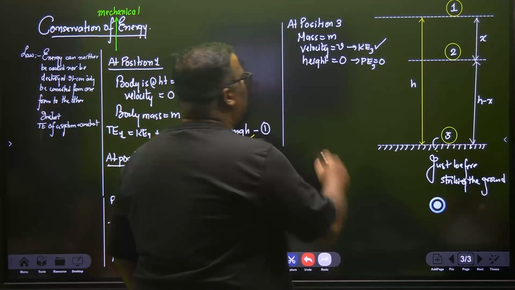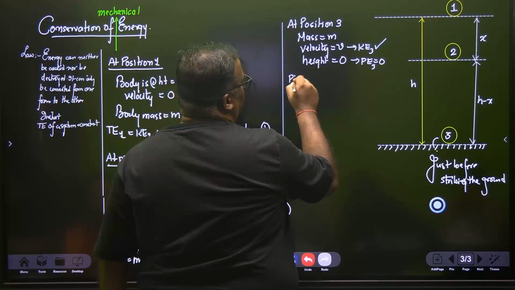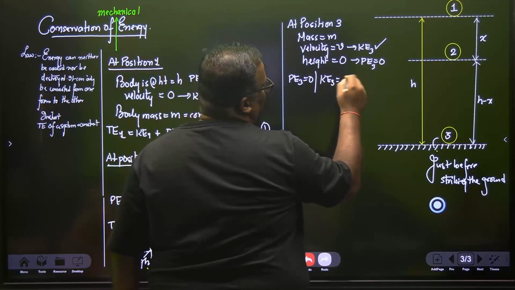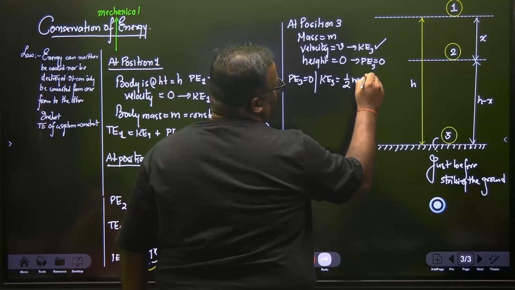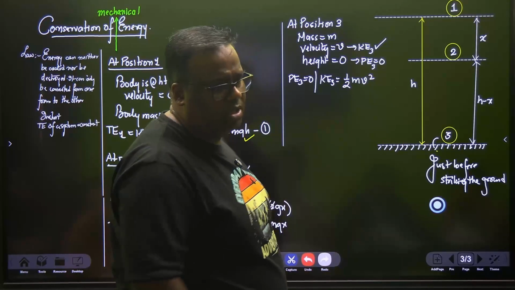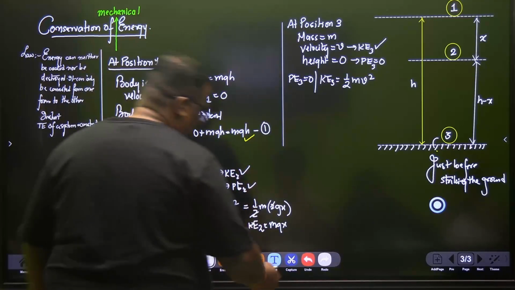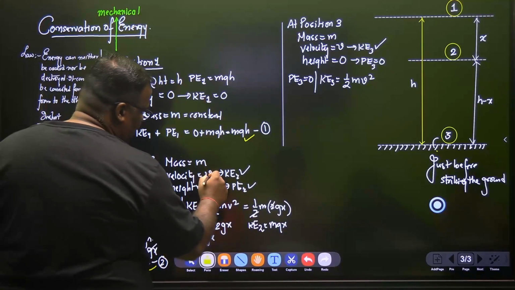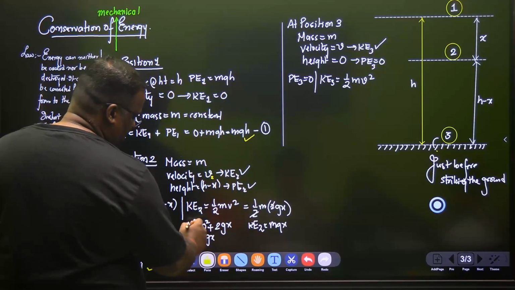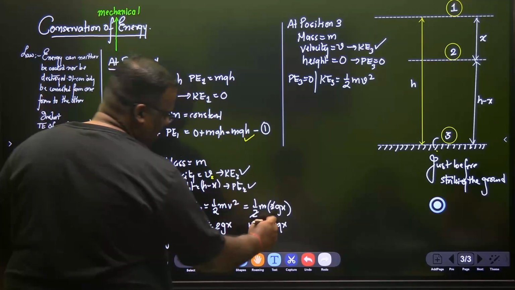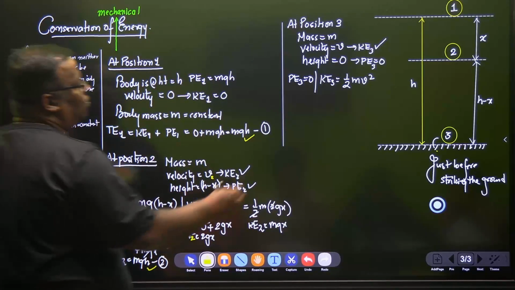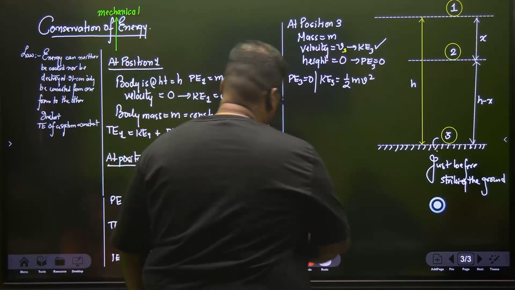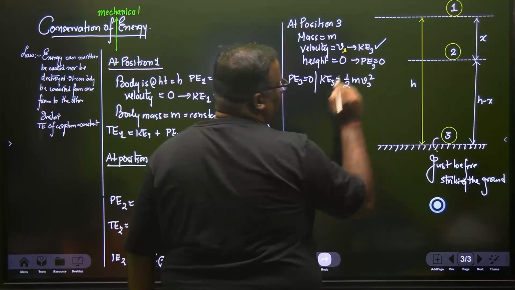Right. So let's see what is our PE. PE at 3 is equal to 0, and KE at 3 should be equal to what? Half m v square, some velocity v. And if you have some issue, since velocity will increase at each place, you can put this as v2, so we'll put this velocity as some v3, right? We'll put this as v3.